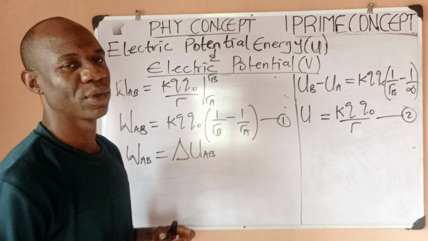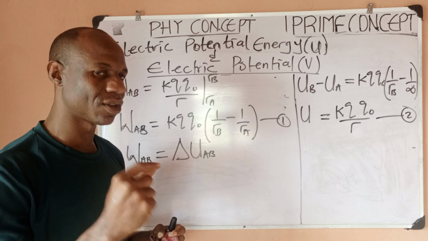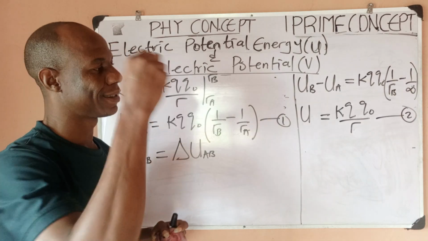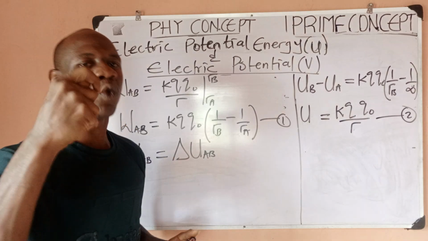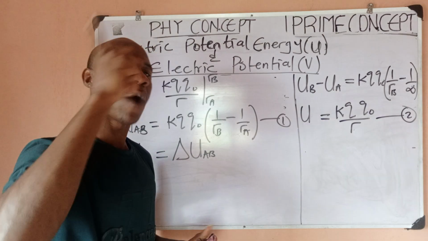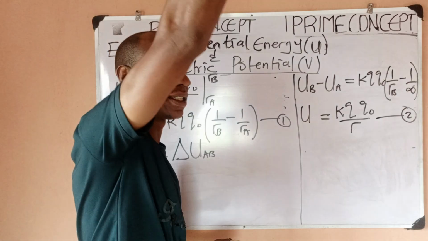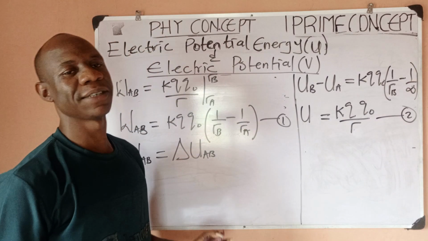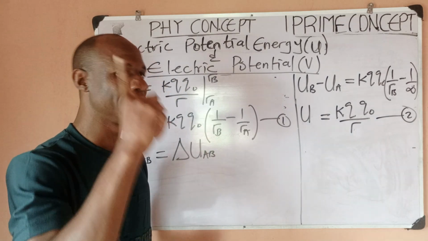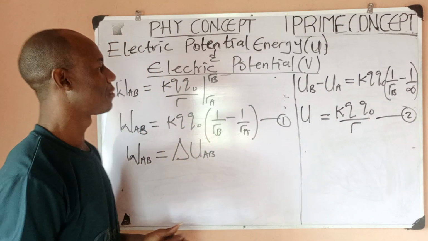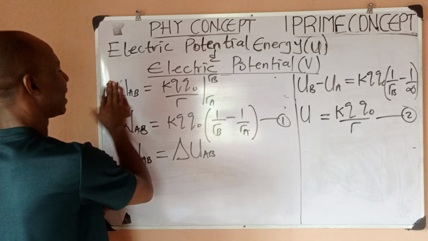And what is electric potential? Electric potential is the work done on a unit test charge. That is to say, electric potential is the work done in taking 1 coulomb of charge from a point at infinity to a point in an electric field. The work done in taking 1 coulomb, a unit of charge, from a point at infinity to a point in an electric field.